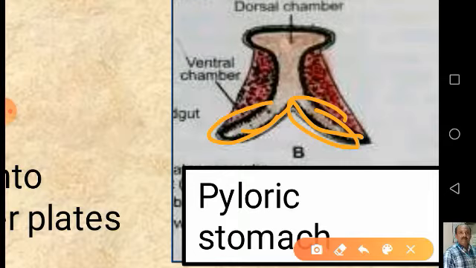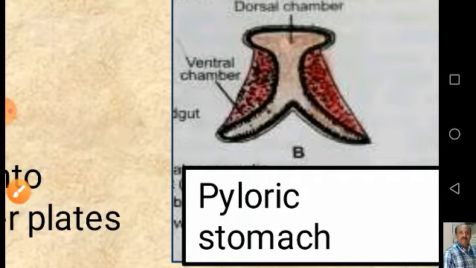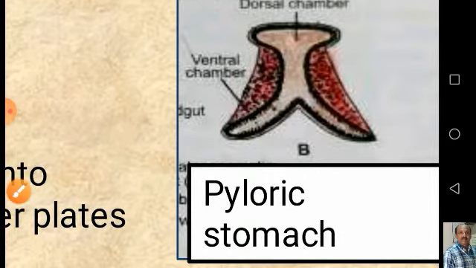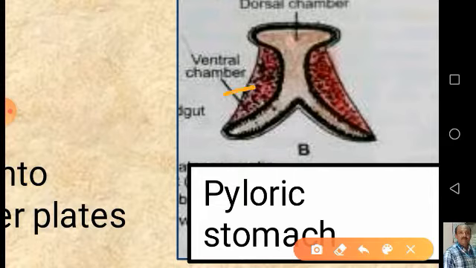Because of the presence of folds, it is divided into a dorsal chamber and a ventral chamber. On the floor of the ventral chamber, as I told you, a pair of V-shaped cuticular plates appear here, and the floor of the chamber is raised into a ventral median ridge and divides the cavity into two lateral compartments.